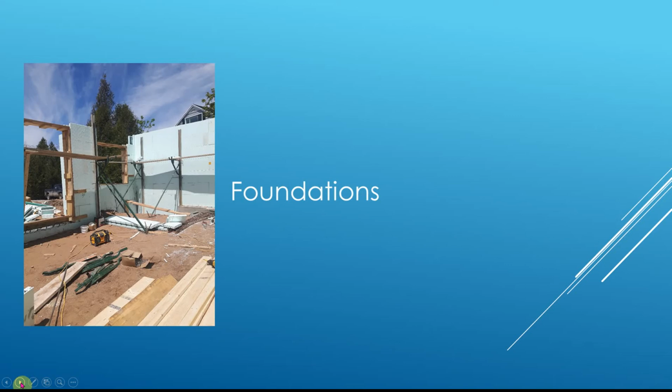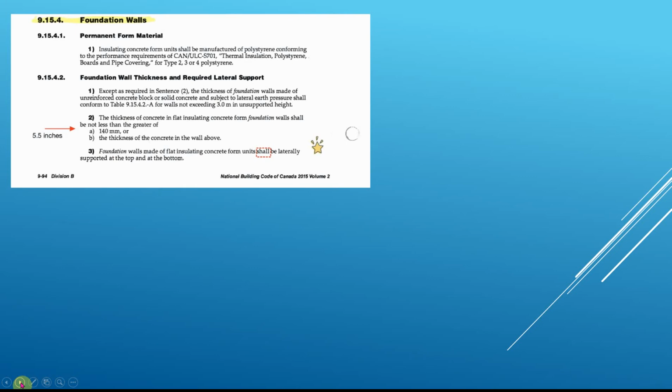Now, foundations, again, what you need to know about foundations and especially walkout basements and why those are important. You can go with a minimum of 140 millimeter thickness of the wall, but above all, the foundation wall shall be supported at the top and bottom. Okay, that makes it laterally supported, and that takes away your walkout basements, your knee walls, those types of things that are not laterally supported.